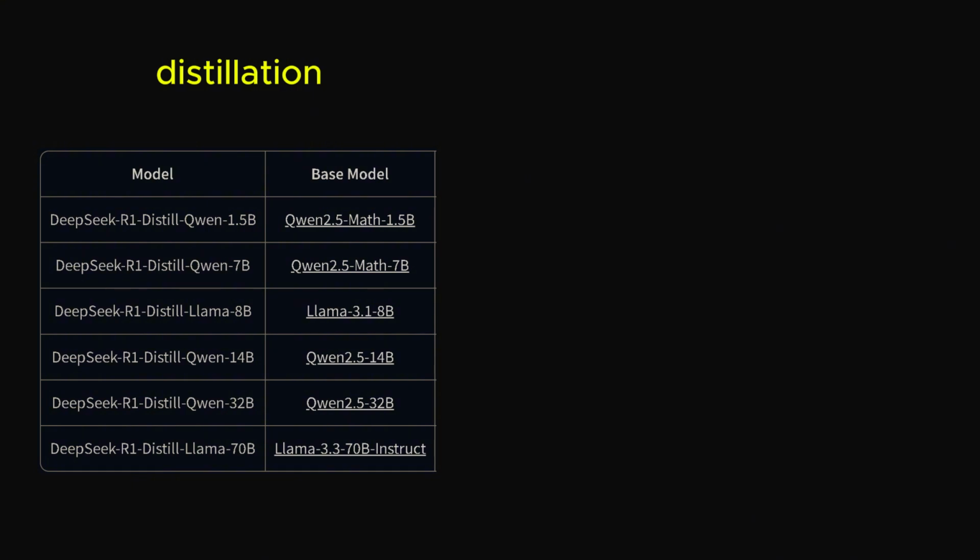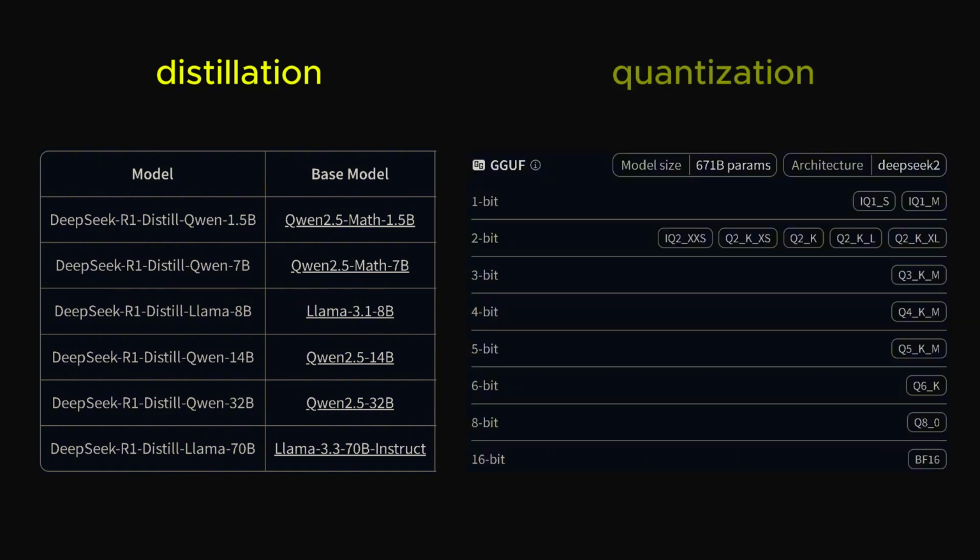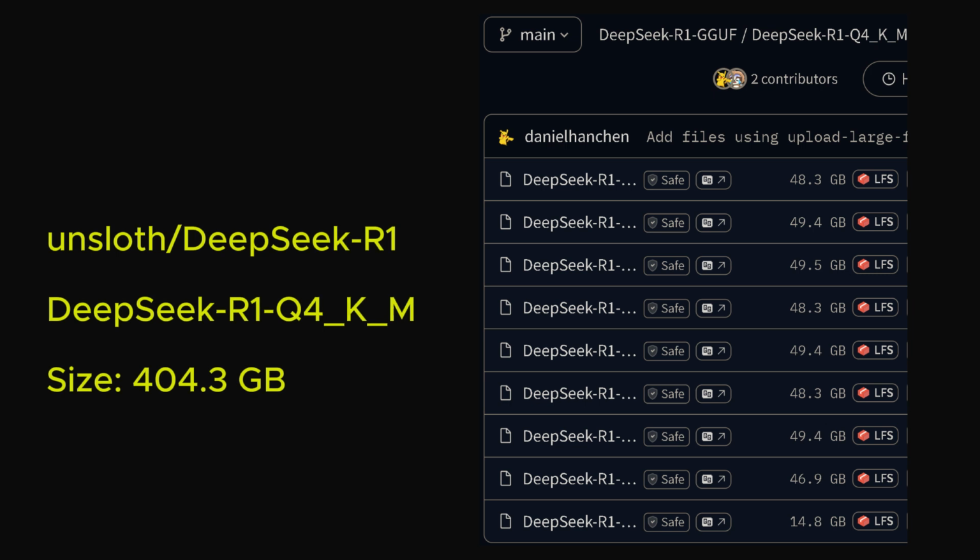Distillation isn't the only way to make DeepSeek R1 smaller. Another approach is quantization, which reduces the model's size without replacing it with a different one. While this makes it less demanding, even heavily quantized versions of DeepSeek R1 remain too large for most home computers and require powerful hardware to run.